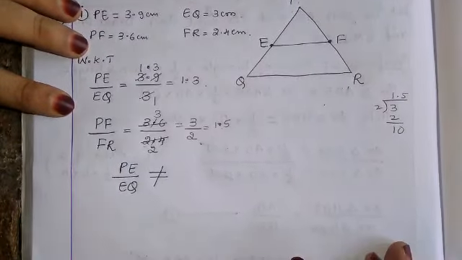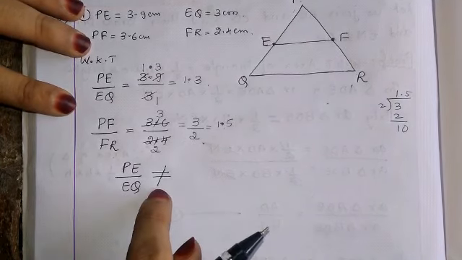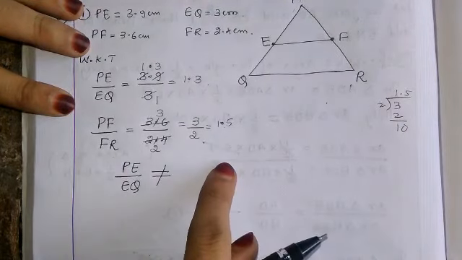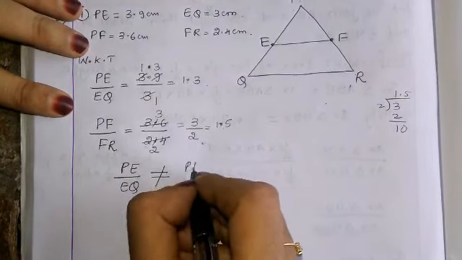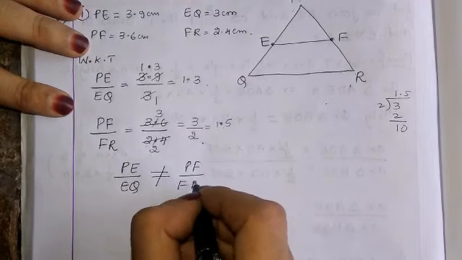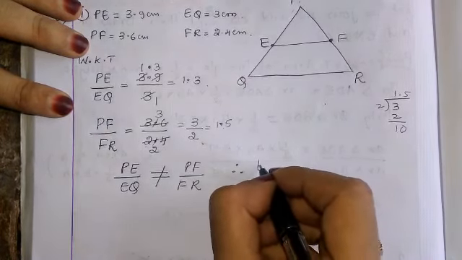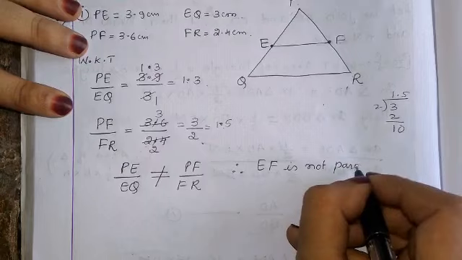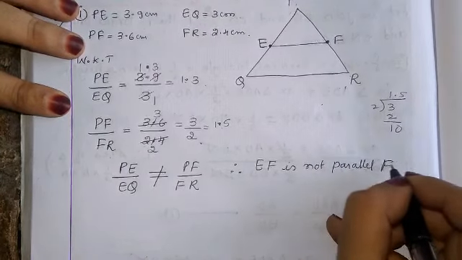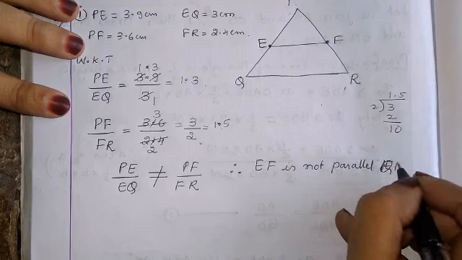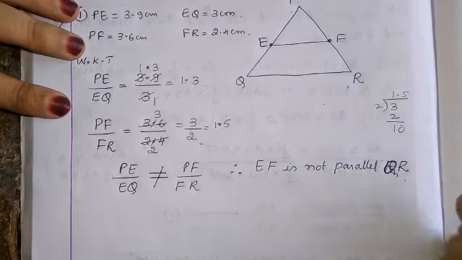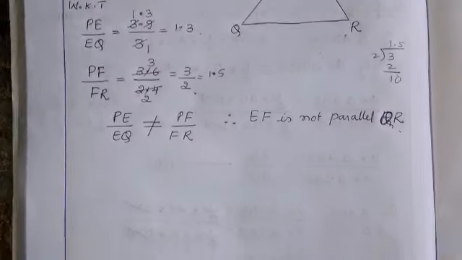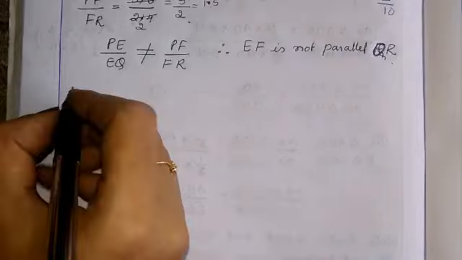If it is equal, then we can say they are parallel. See, they have told to check whether EF is parallel to QR or not. If they are equal, then it is parallel. Here they are not equal. PE by EQ is not equal to PF by FR. Therefore, EF is not parallel to QR. Understood how we have to do? Okay, let me try the second one also so that you can try the third one.